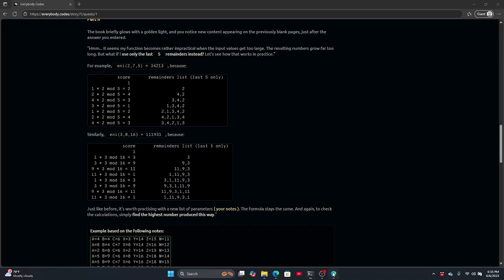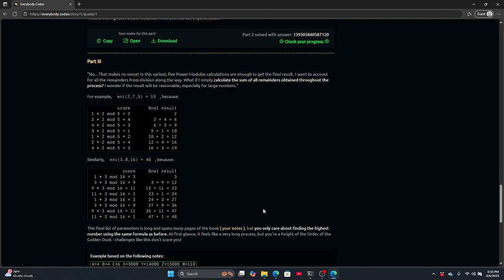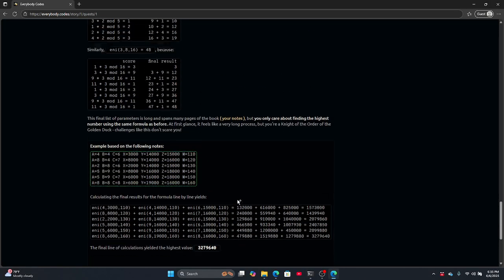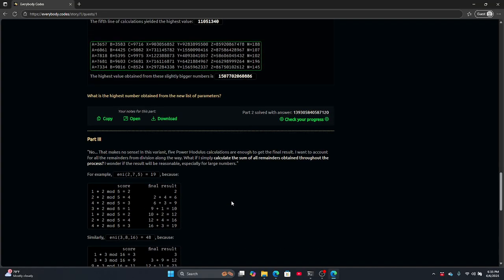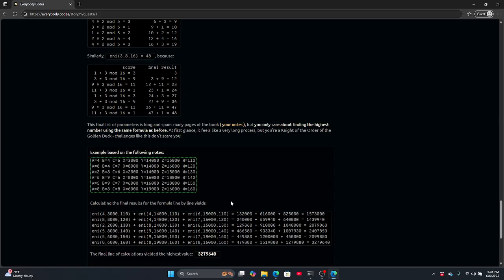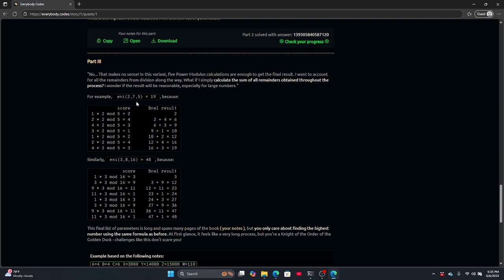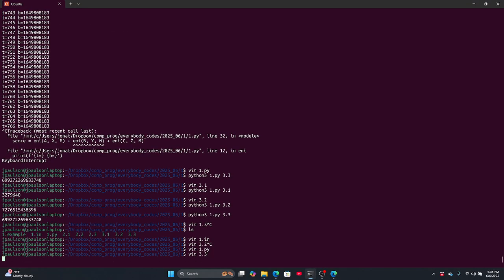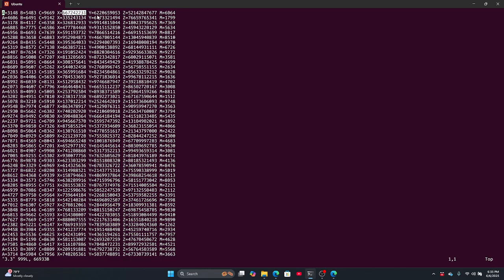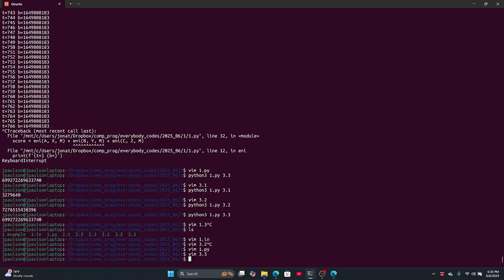And then in part three, it says give me the sum of the remainders, which is a little trickier because the naive algorithm is O of x, the exponent, but we're given pretty large exponents here, so we can't really afford that. Right? We can't iterate through all 1 to this large number.